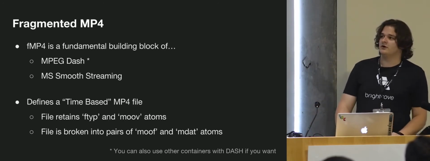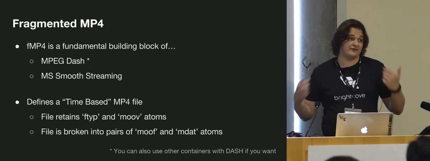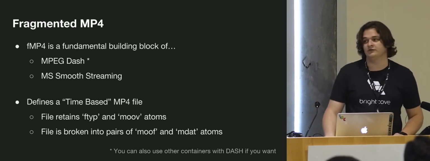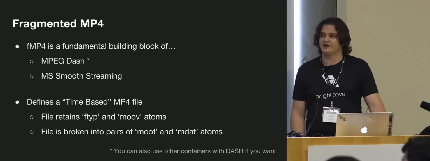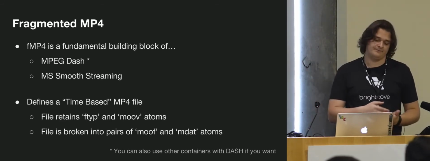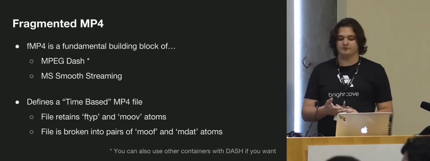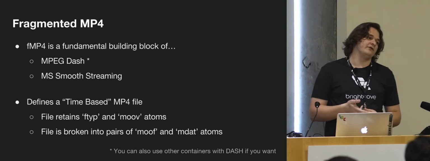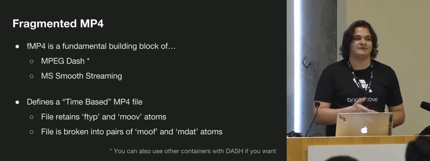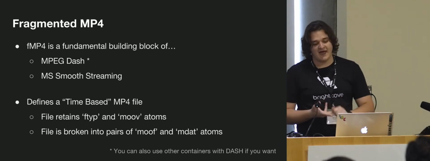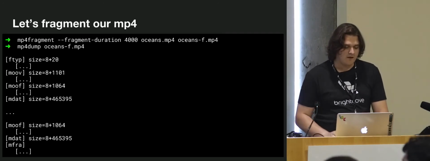So fragmented MP4, coming on to something more modern. It's a fundamental building block of DASH. You can use DASH with a bunch of other encoding types and delivery types as well. But it's also a building block of Smooth Streaming. And what it does is it defines a time-based MP4 file. So we retain our ftyp and our moov atoms, but what we start to gain is this moof atom, and then our mdat atoms change slightly. So our moof atom becomes a header, which describes a following mdat atom. So what you end up with is these pairs of moof and mdat atoms inside your MP4 file. So hey, guess what?